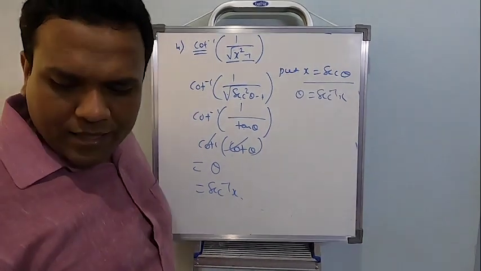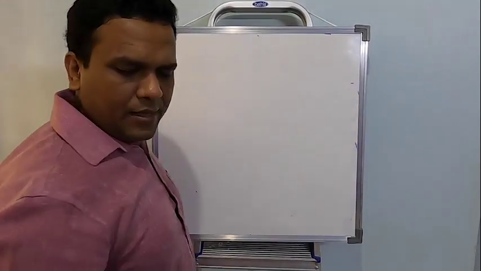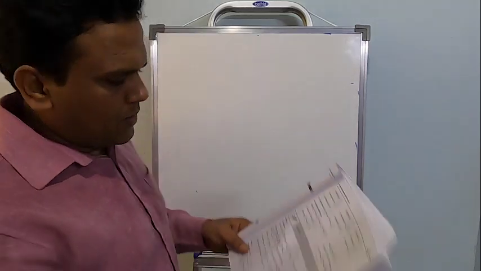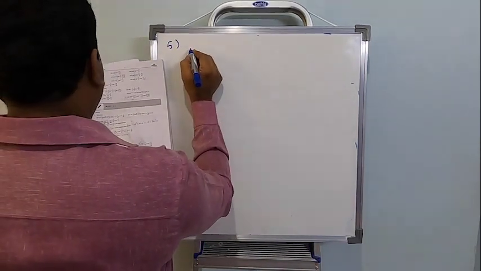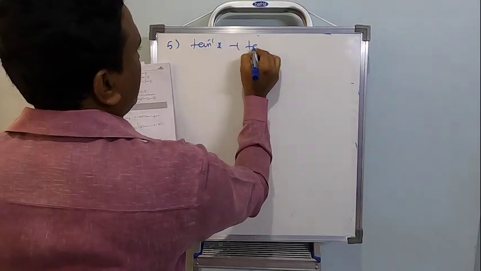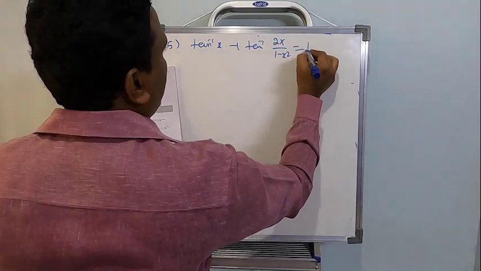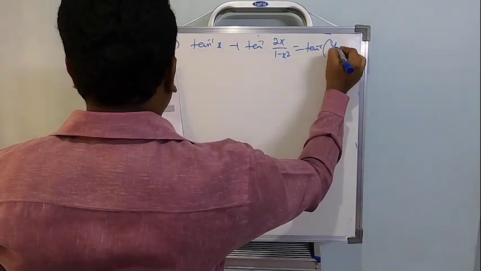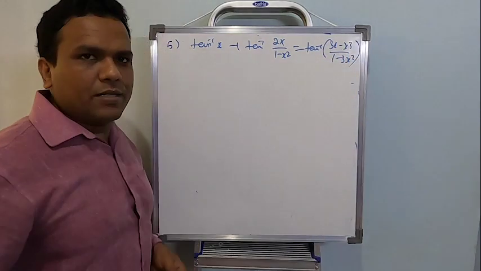Let's move on to the next, problem number 5. It's an easy one. So it's a prove that problem. What is it that we need to prove? We need to prove that tan inverse of x plus tan inverse of 2x by 1 minus x square equals tan inverse of 3x minus x cube by 1 minus 3x square. We need to prove this, correct?